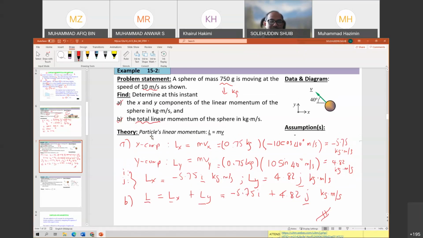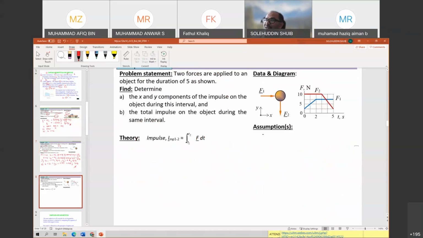Is it clear? Do you have any question before we proceed to our next example? No, clear. Everything clear. Okay, good. Now we proceed to the next one.